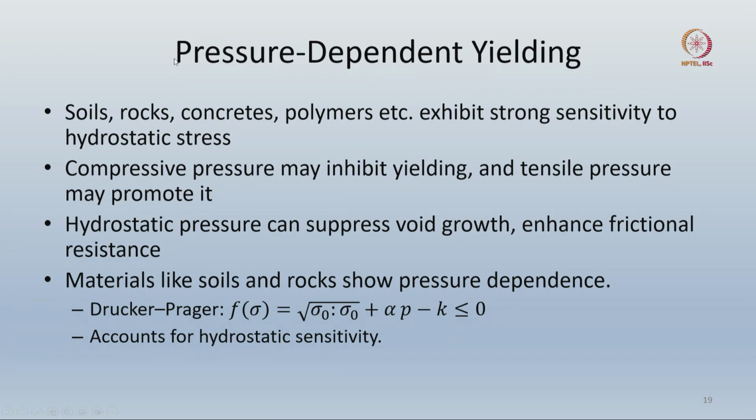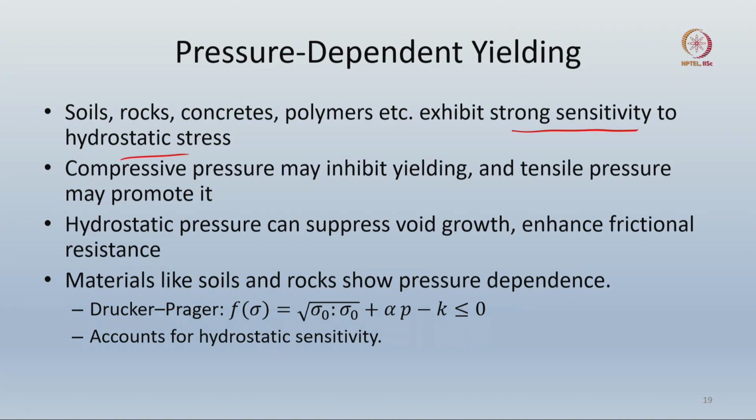So far we have discussed two such yield surfaces, yield functions, which are pressure independent. But it turns out that pressure does have a role in many cases. For example, in soil, or rocks, in concretes of different mixes, polymers. Even in metals under very high temperature possibly, they could exhibit strong sensitivity to hydrostatic stresses. So, therefore, the dependence of the yield function on the hydrostatic stress is also important.